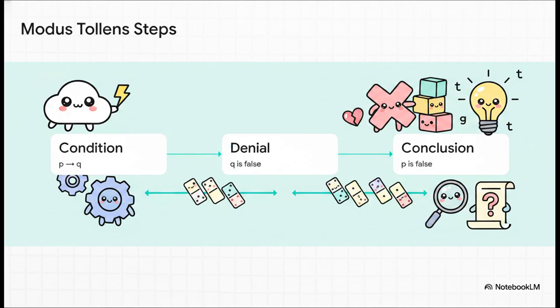And that denial acts exactly like a domino falling backward, leading us right to Step 3, forcing us to deny the trigger itself. The dry sidewalk cleanly knocks over the assumption of rain.